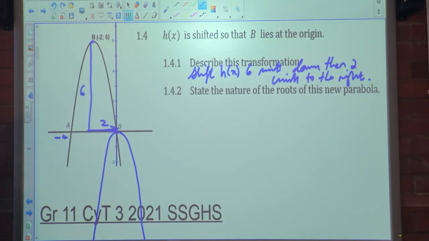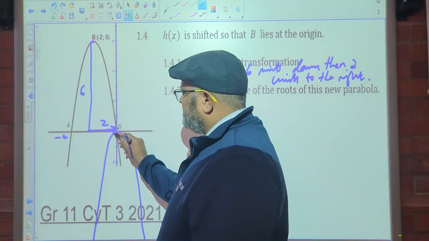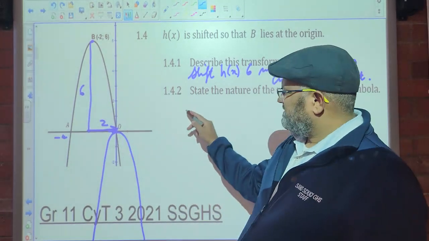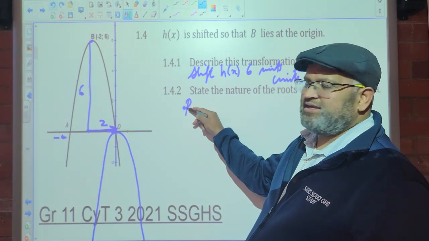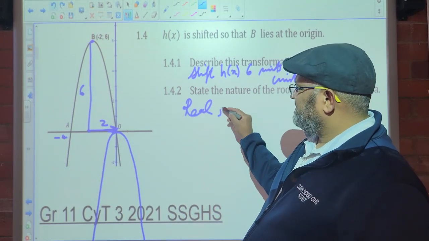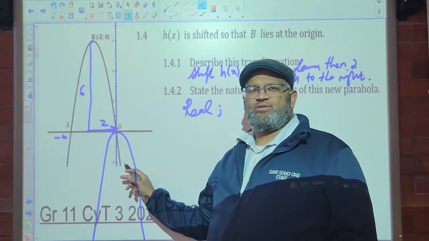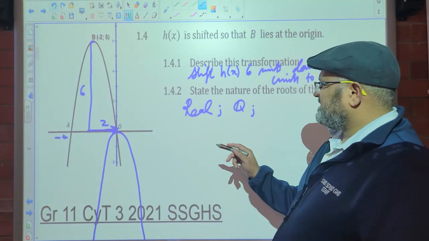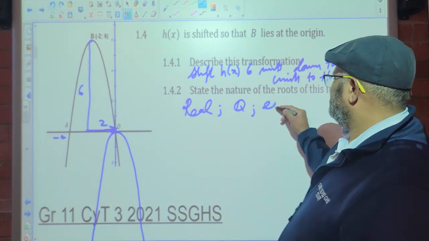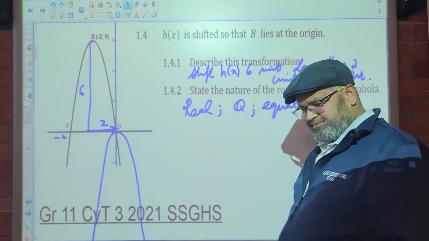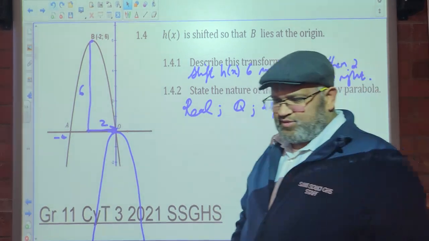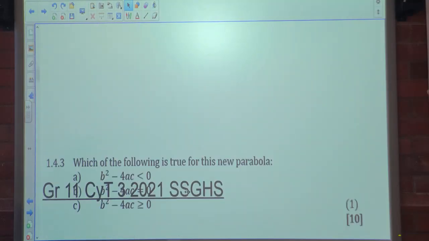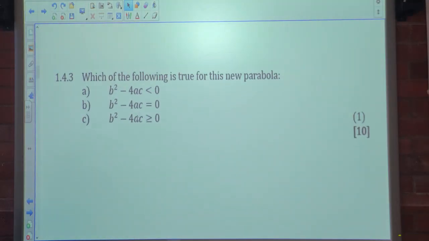Okay? State the nature of this root. The nature of the root tells us with regards to how it cuts the x-axis. Is it real or non-real? Does it exist or not exist? It's real. Is it rational or irrational? What's your x value here? 0. Rational or irrational? Rational. Is it equal or unequal? Okay, any confusion there? 1.4.3.